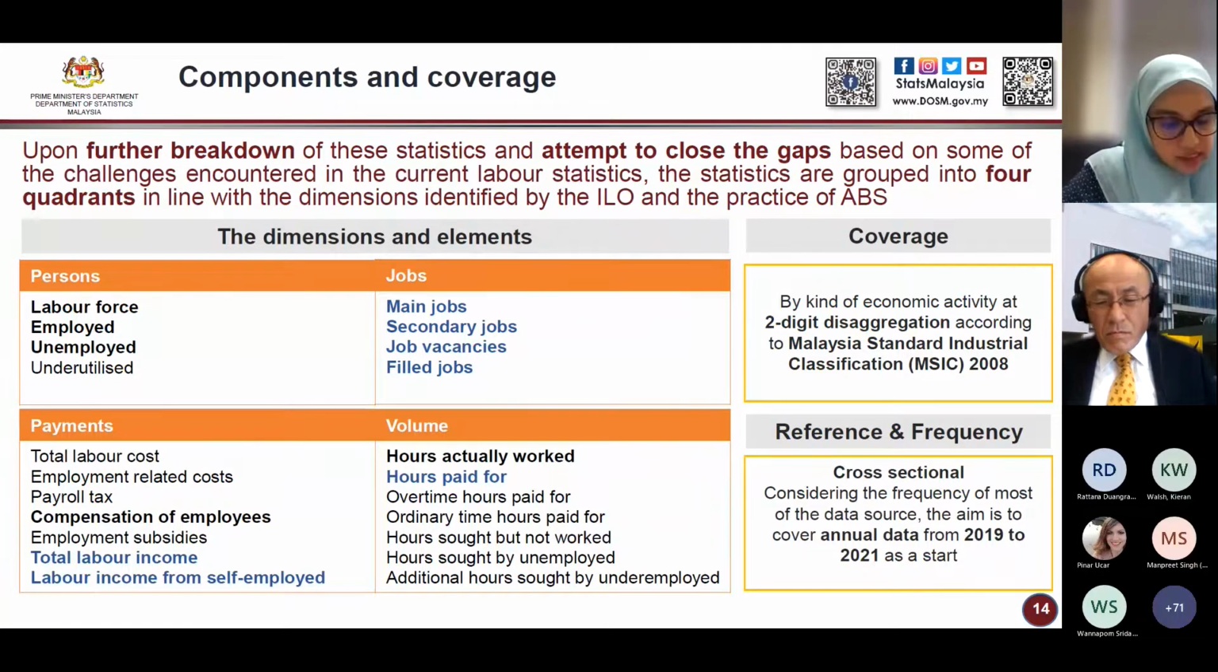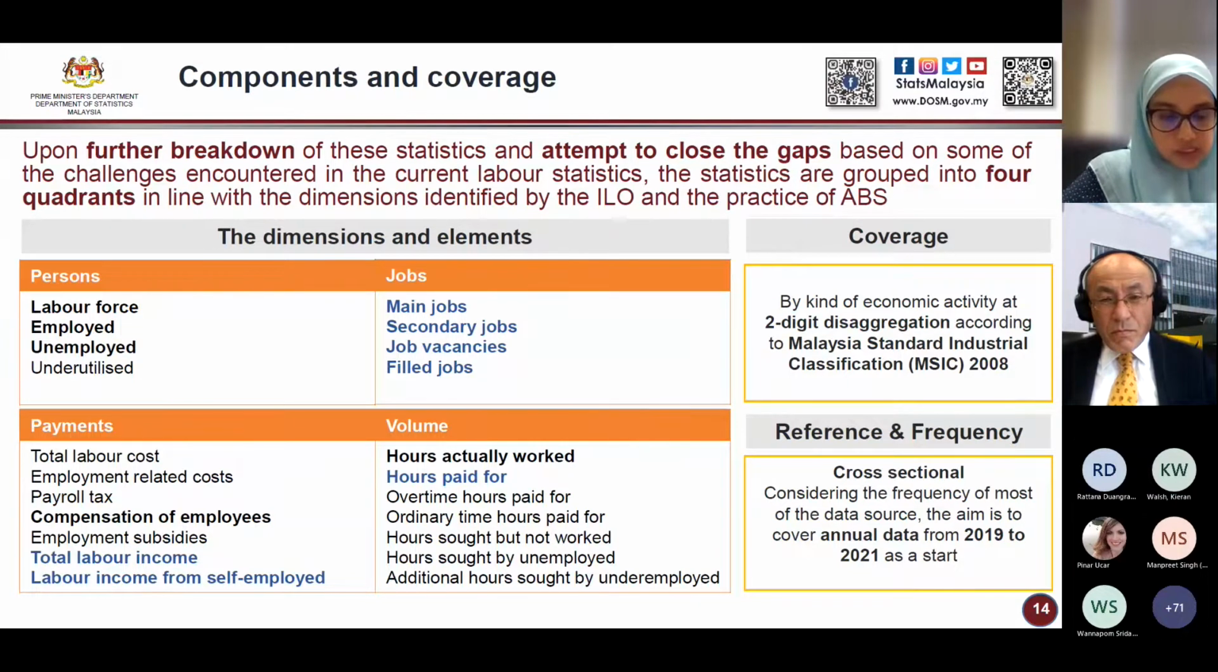Now, the statistics in thick black, which are labour force, employed and unemployed, are already available. But for underutilization, we are still at the point of partially adopting ICLS 19. We have not yet fully adopted ICLS 19, so we have partial indicators of underutilization. Mainly, we do not have information on those aged more than 65. What we have is 15 to 64. So these are some of the challenges.